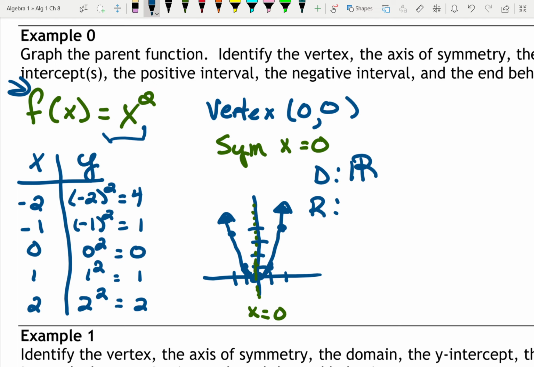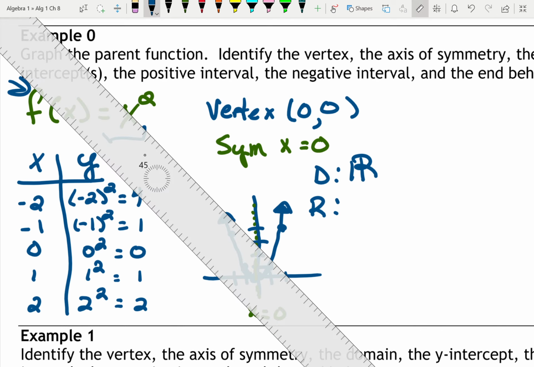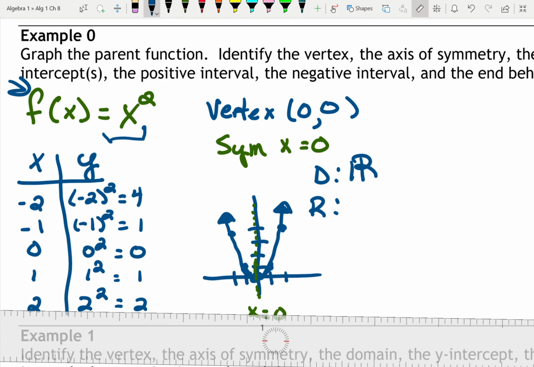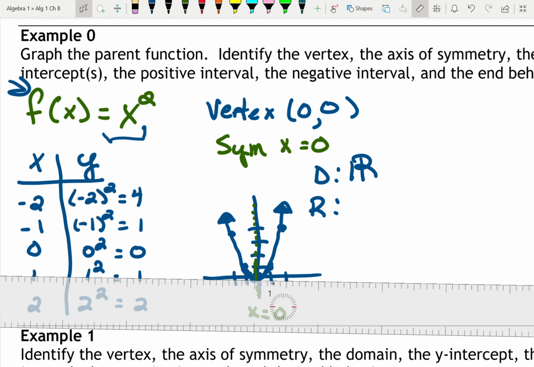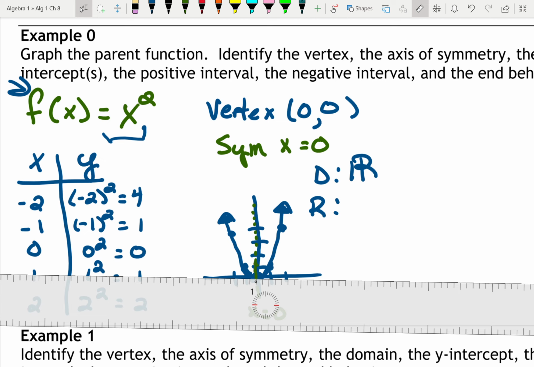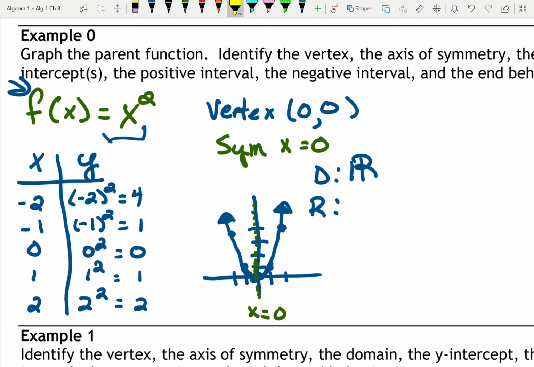Now my range is not going to be all reals. My range, I look at my graph, and I look to see if there's a bottom of it. So right there, we see that a bottom happens right there at the x-axis. The shortest spot on my graph is 0, and that's the y value of my vertex. So all of my y values, all of my range is going to be above or equal to my vertex, so greater than or equal to 0.